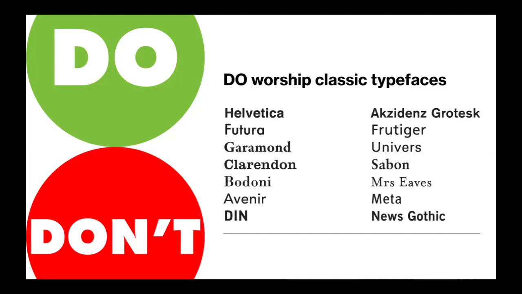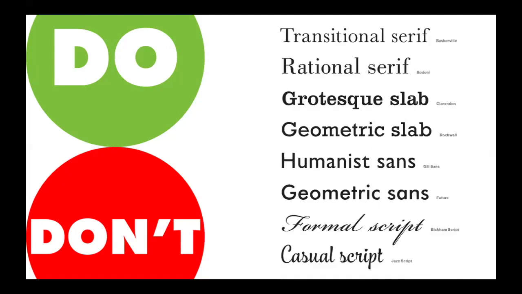So there's a bunch of names of typefaces that if you use them, you're going to win. You're going to win. Here are some more serifs that should be on that list. Baskerville, Bodoni, Clarendon, Rockwell, Gill Sans. Oh, it's a beautiful font. Futura, one of my absolute favorites, and so on like that. You can even use scripts and still win.